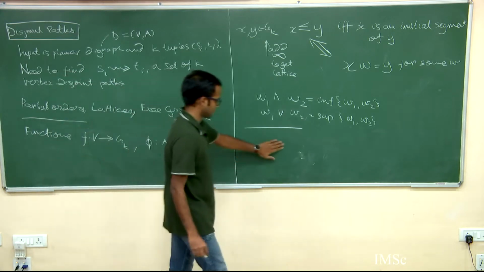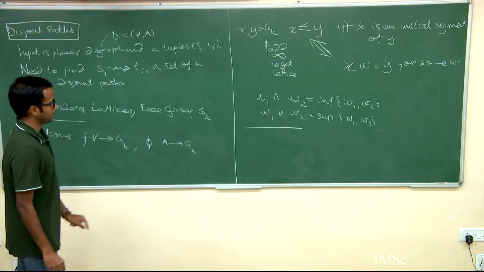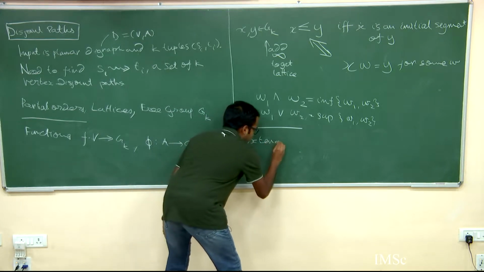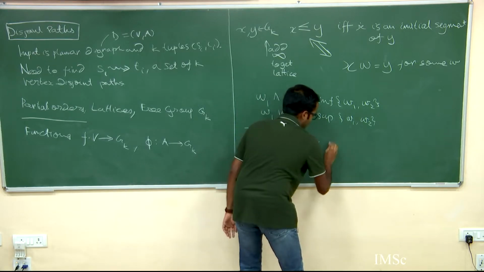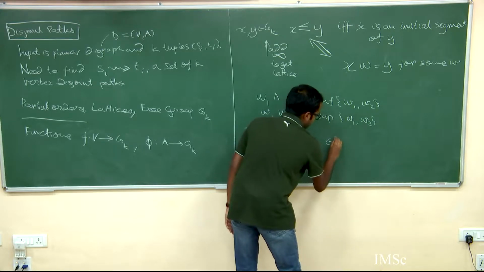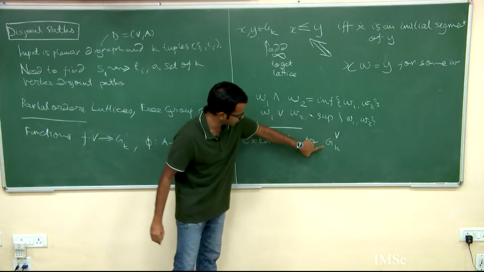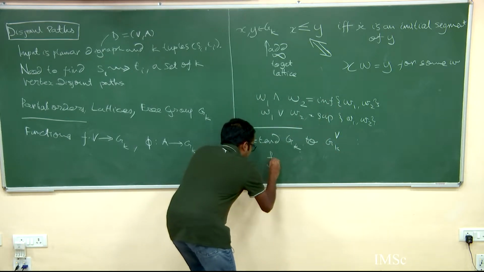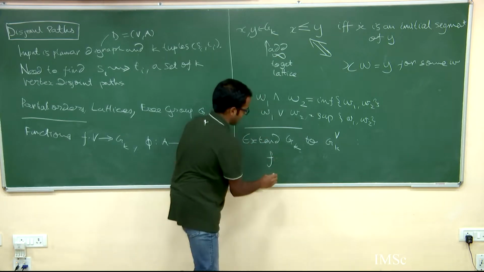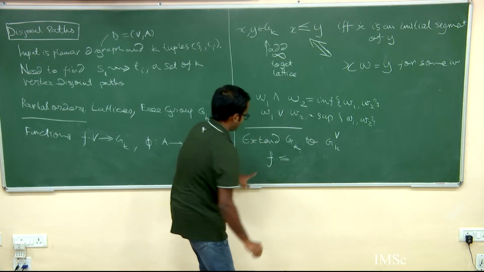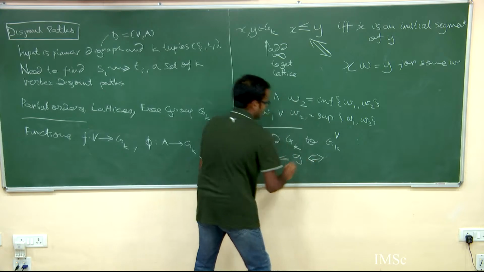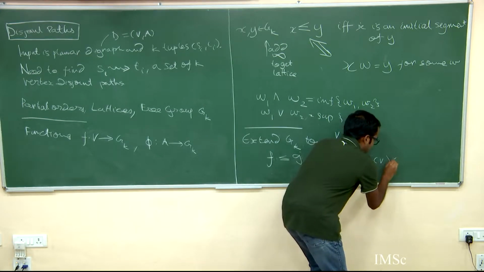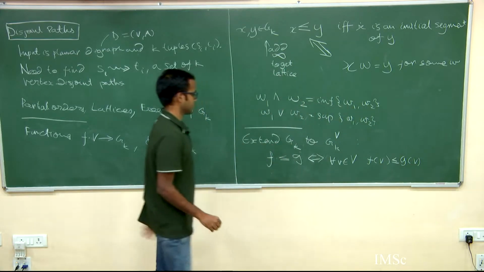This lattice is on GK. We can extend the GK lattice to this set, which is all functions from V to GK. So how will you extend the functions? f and g are some functions in this. f is less than or equal to g if and only if for all v in the vertex set, f of v is less than or equal to g of v. So that's how you will extend it.